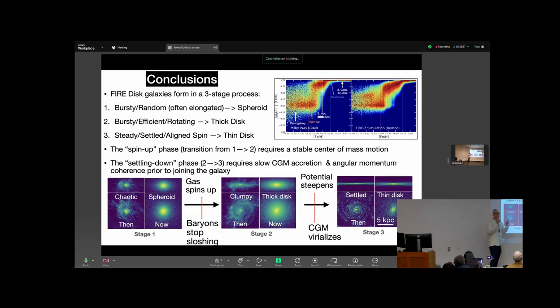And allows you to have this angular momentum coherence. And that might be sort of enabled by the fact that the potential is getting very steep when these disks start to form.